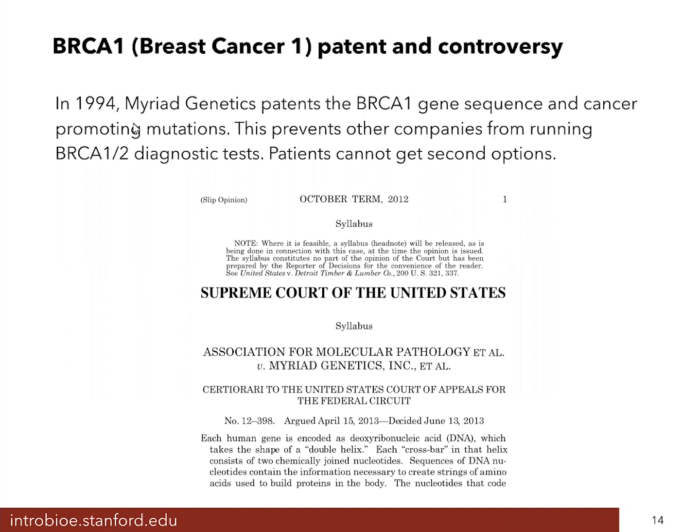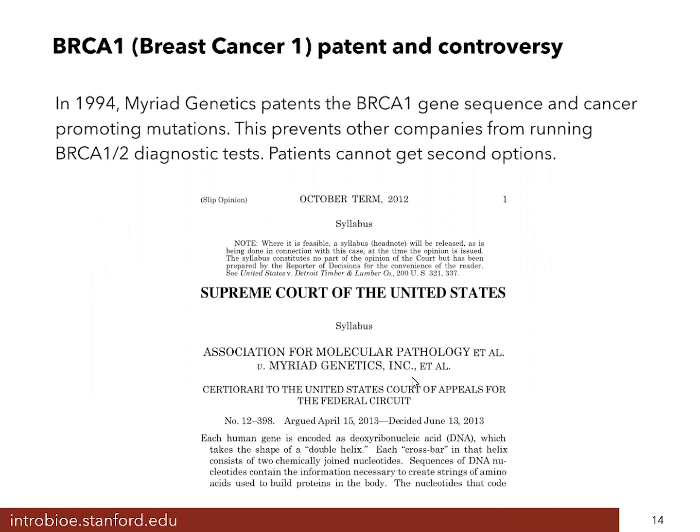It's not so good for patients because the cost of getting one of these tests becomes really high. Myriad Genetics can essentially charge whatever they want. They have no competition. And patients can't get a second opinion. So if Myriad Genetics comes back and says, no, you're fine, you don't have this BRCA1 mutation, but a patient sees so much familial history of breast cancer or ovarian cancer and they want a second opinion, there's no place to get one. And so this actually causes a legal battle.